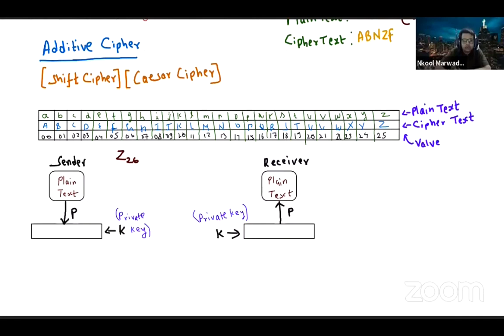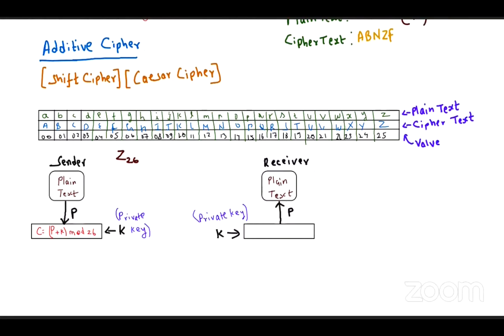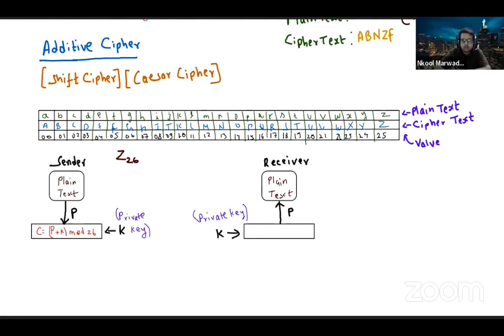We will do some examples. Then I will get the cipher text and I will transmit that cipher text to the receiver. And at the receiver, I will get P because of decryption, and decryption is C minus K mod 26. Isn't it?